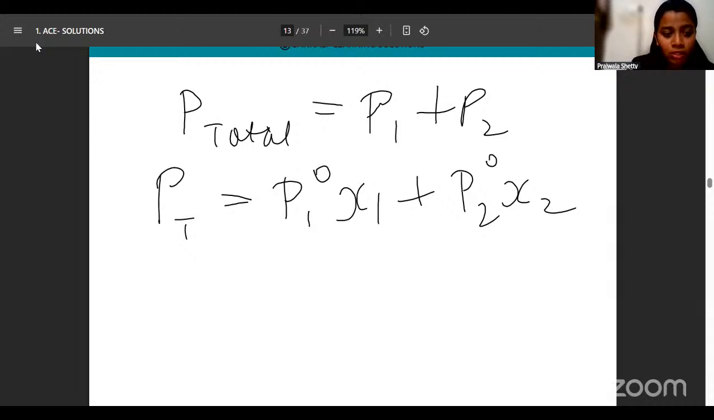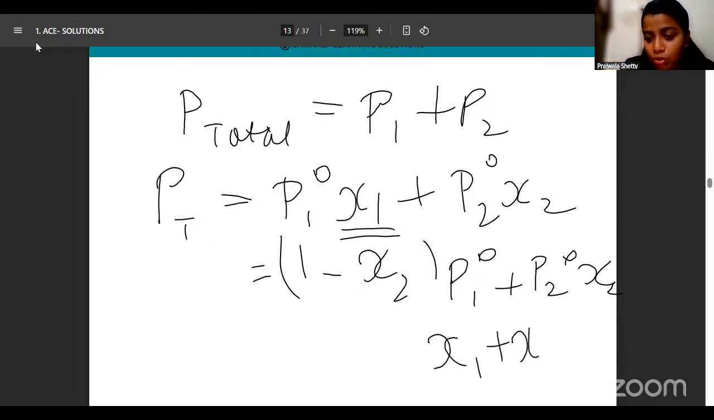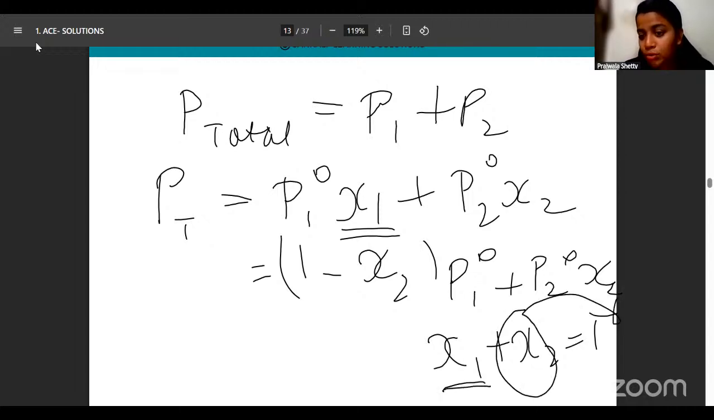So when you simplify this, you'll be getting (1 minus X2) into P1 naught plus P2 naught into X2. Again, what was this? X1 is 1 minus X2. In place of X1, you are putting 1 minus X2. In simple words, the sum of mole fractions X1 plus X2 is unity, so X1 plus X2 is 1. If you want X1, you transpose this, so X1 will be 1 minus X2. That is what you wrote here.